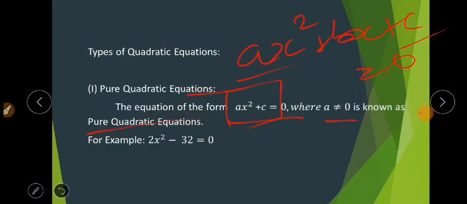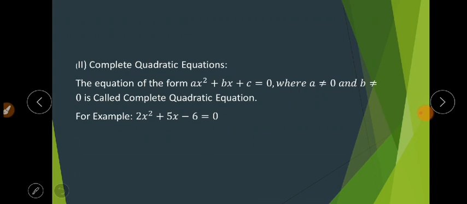Okay, the next type is complete quadratic equation. The equation of the form ax square plus bx plus c is equal to 0, where a is not equal to 0 and b is not equal to 0, is called a complete quadratic equation. So this is in the standard form, but here a is not equal to 0 as well as b is also not equal to 0.